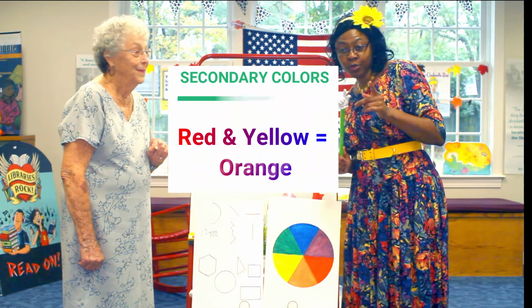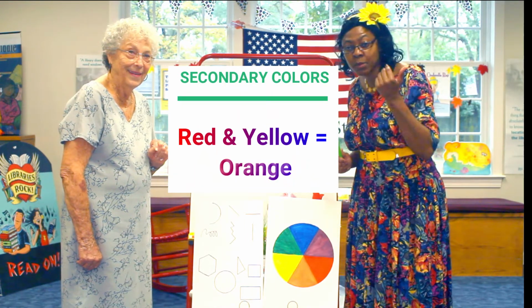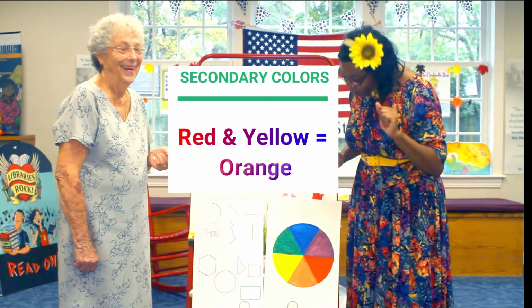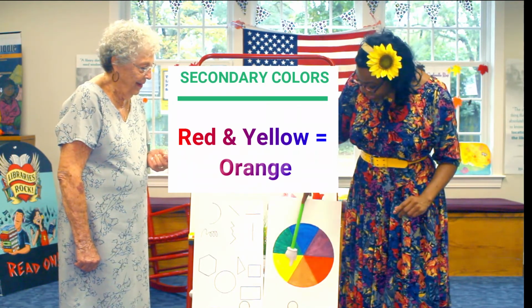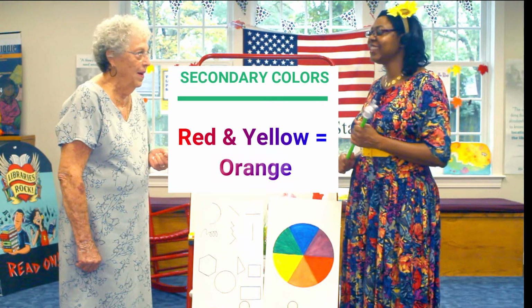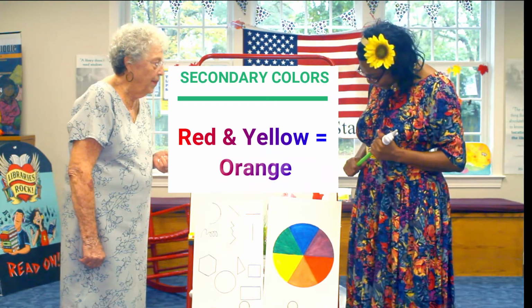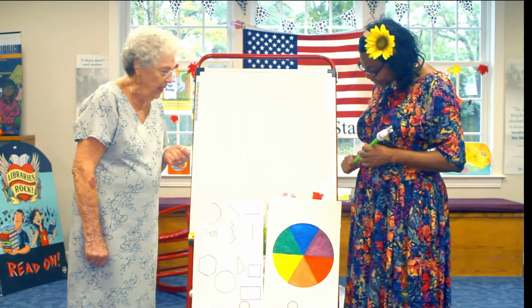That's right. What about the orange? Ooh. Do you remember, boys and girls? Come on, send me those vibes. Okay, wait. I'm feeling them. They're saying red and yellow makes orange. They are right. And what about the green? How do we get a green color?